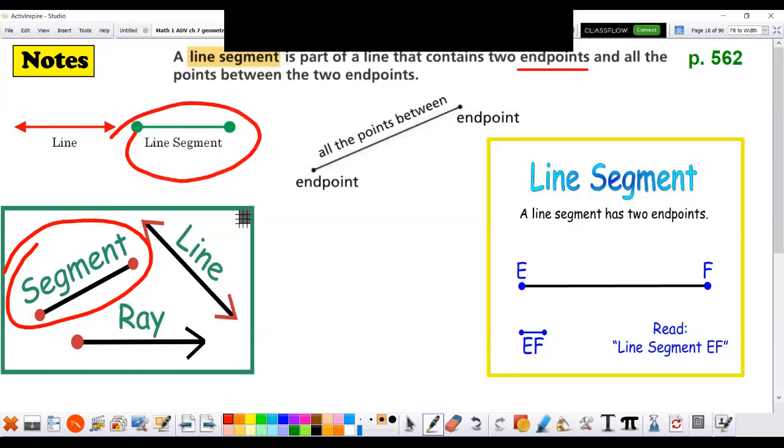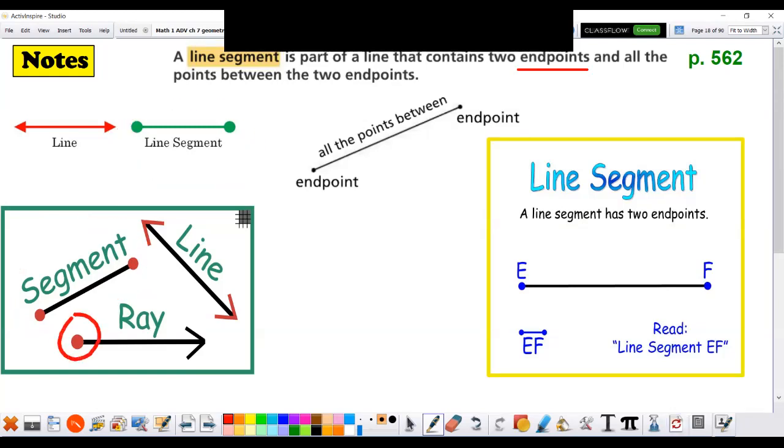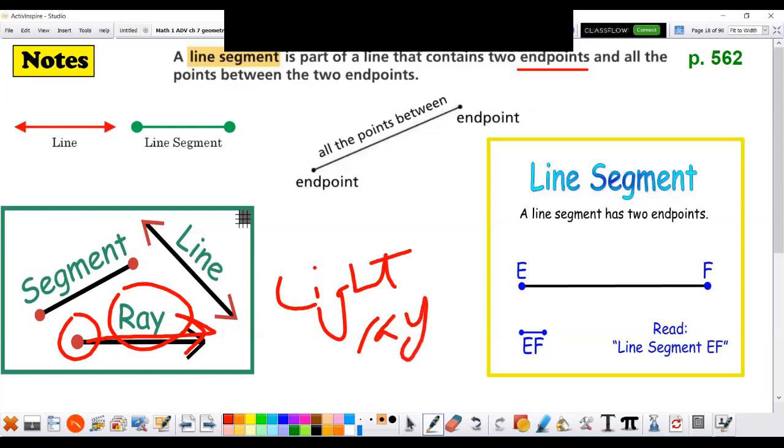If you have one that kind of looks in between, that starts somewhere and shoots in one direction, we call it a ray, like a light ray. Imagine a flashlight. It starts in one spot and goes in one direction.